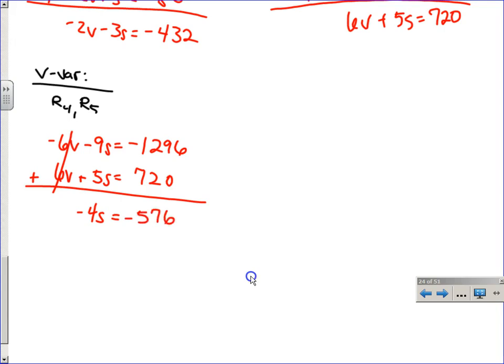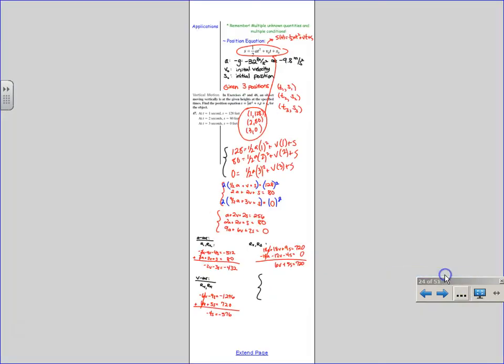576. Thanks, Adam. So when we go to do our row echelon form, I'm going to go ahead and steal, we have a nice equation right there. We have 1a plus 2v plus 2s is equal to 256.